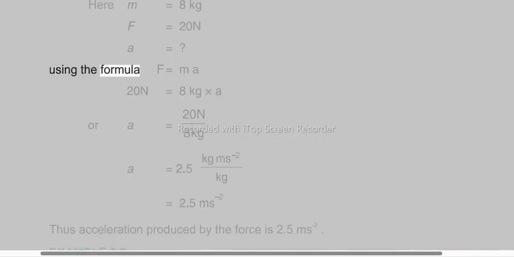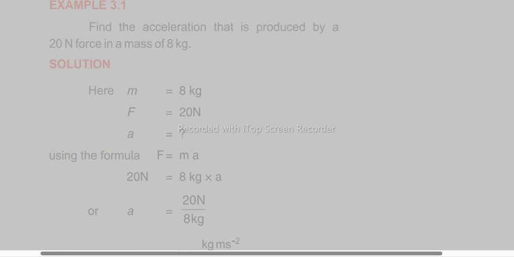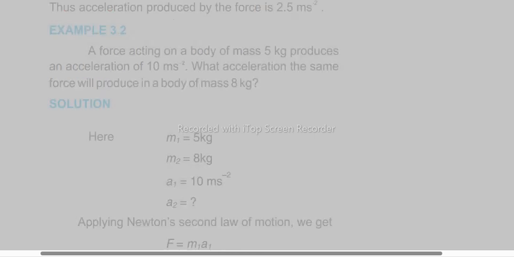Using the formula. Example 3.1. Find the acceleration that is produced by a 20 N force in a mass of 8 kilograms. Solution. Thus acceleration produced by the force is 2.5 m/s².